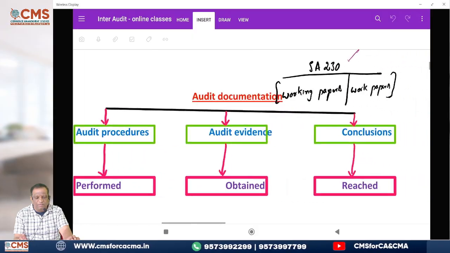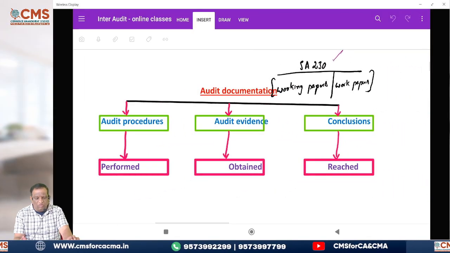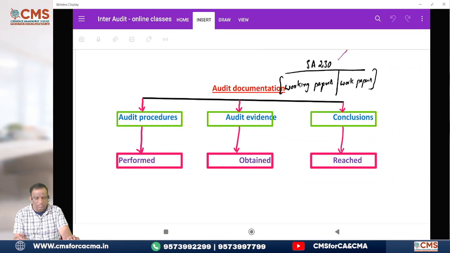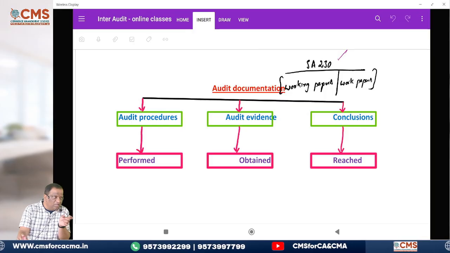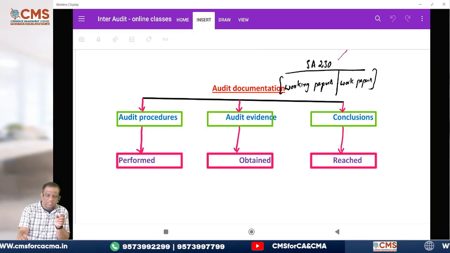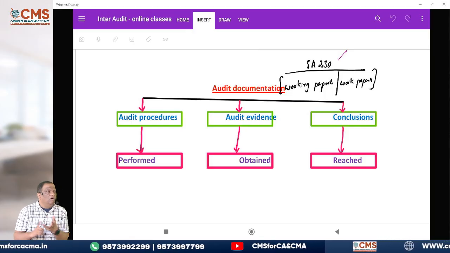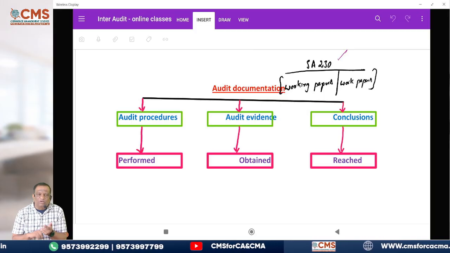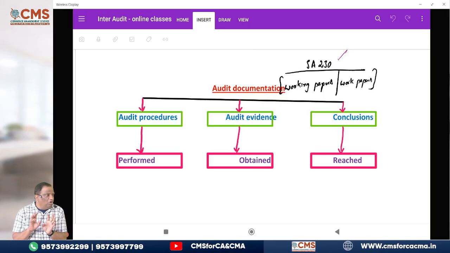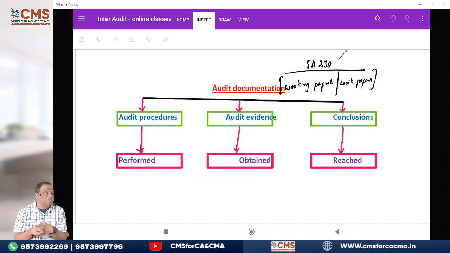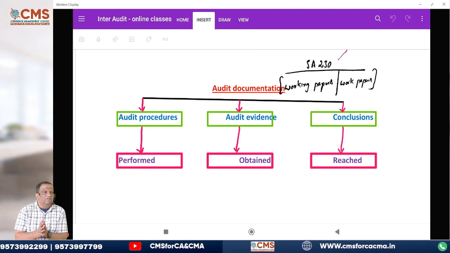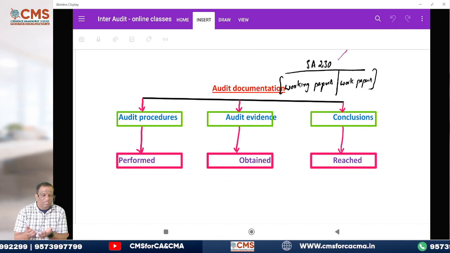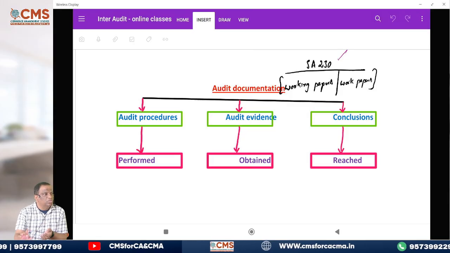What do you mean by documentation? Now, when I say audit documentation, this is also called audit working papers or audit work papers. It includes three things: audit procedures performed, audit evidence that I've gathered, and audit conclusions that I've reached. All this is what we call documentation. So this chart will summarize procedures performed, evidence obtained, and conclusions reached.